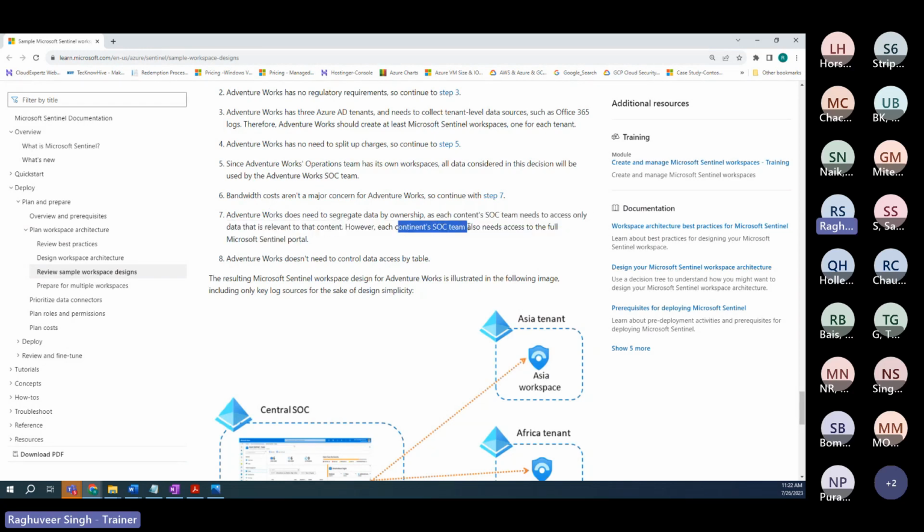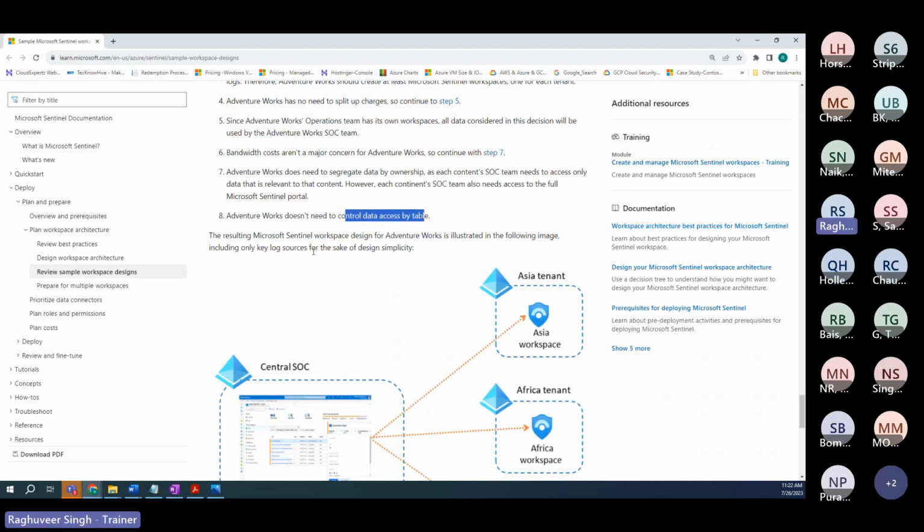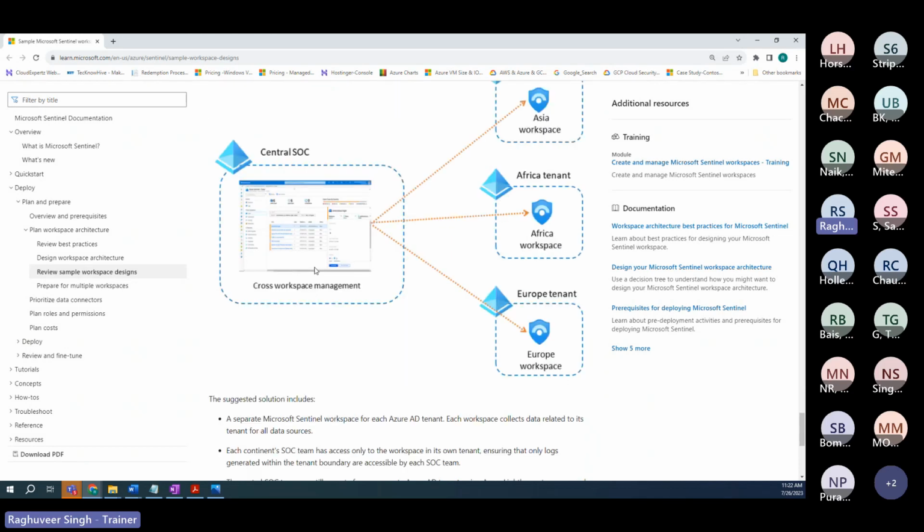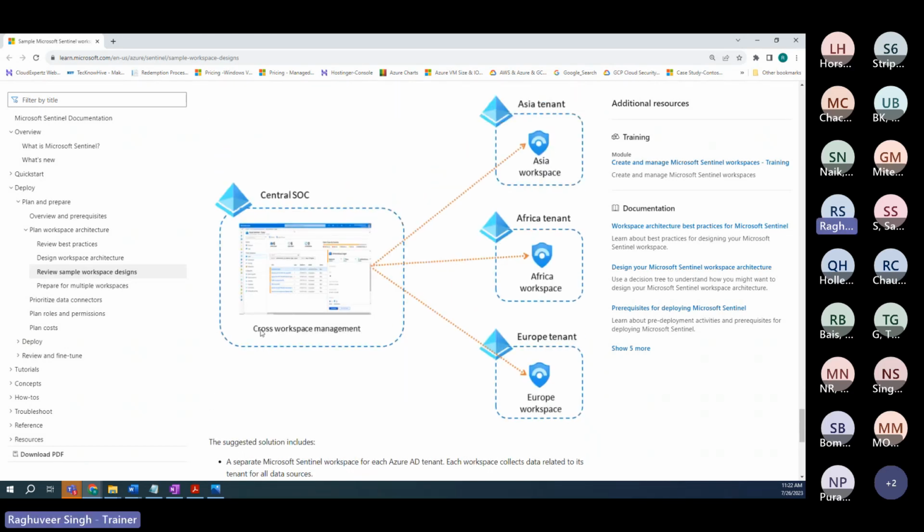However, each continent SOC team also needs access to the full Microsoft Sentinel portal. AdventureWorks doesn't need to control data access by table. The resulting Microsoft Sentinel workspace design for AdventureWorks is illustrated in the following example. You can see the design. So here they are using cross workspace management.